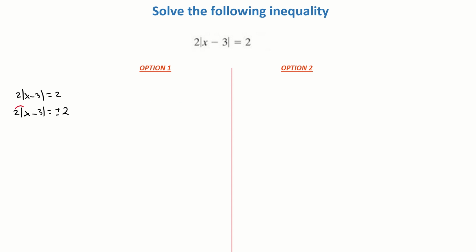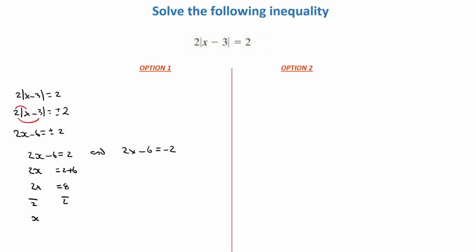Solving this now, I need to multiply in that 2 like it's a bracket. So that's giving me 2x minus 6 is equal to plus or minus 2. I now need to do it out twice, for the positive 2 and for the negative 2. So 2x minus 6 is equal to 2, and 2x minus 6 is equal to minus 2. Solving both of these, I'm going to add 6 to both sides. On the first one, 2x is equal to 8. Dividing by 2 on both sides gives me a solution of 4 for x. And on the second one, when I add 6 to both sides, I'm getting minus 2 plus 6, so 2x is equal to 4. Dividing by 2 gets me a solution of 2 for x.